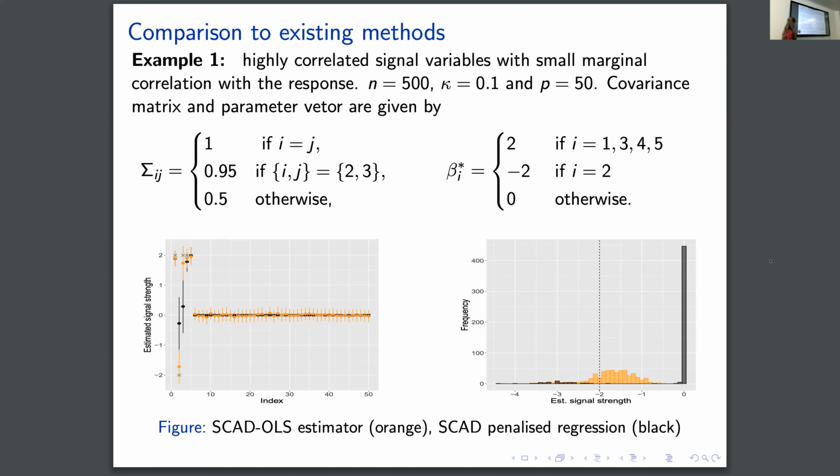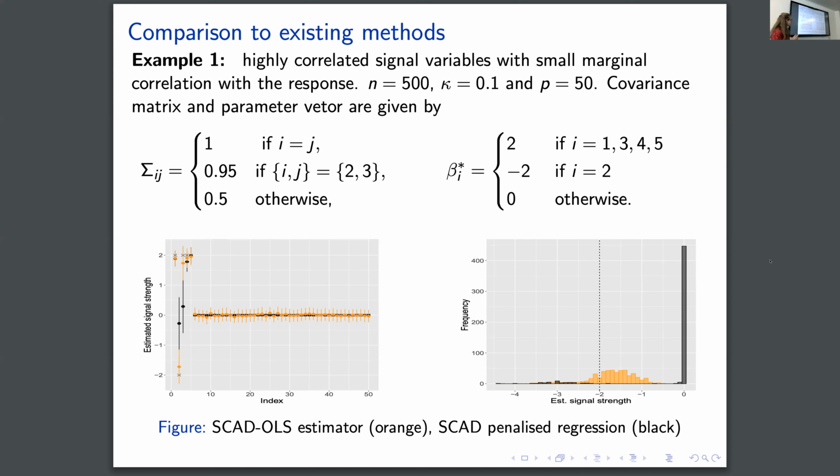And as you can see on the left plot, we've got the average estimated signal strength for both approaches. So in black, we've got SCAD penalized regression. In orange, you've got our approach. And this is just the estimated values for each index of beta star. And if you look at index 2 and 3, the SCAD really struggles to identify that signal, whereas our approach is actually quite close to the true values.